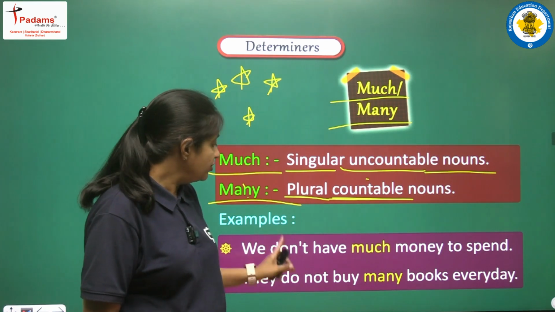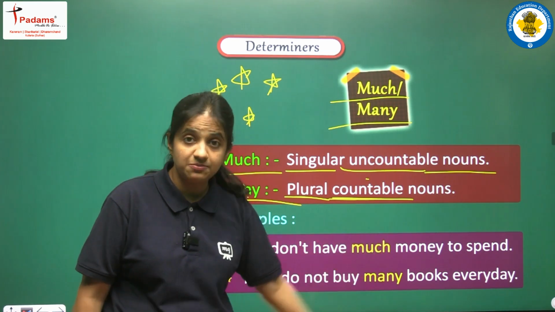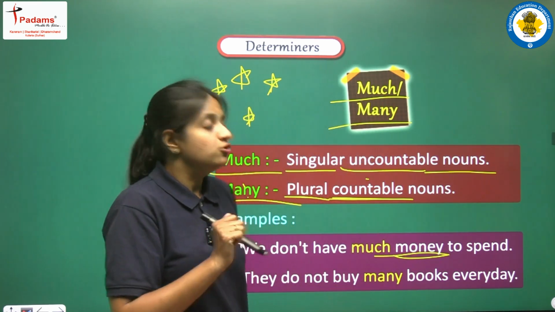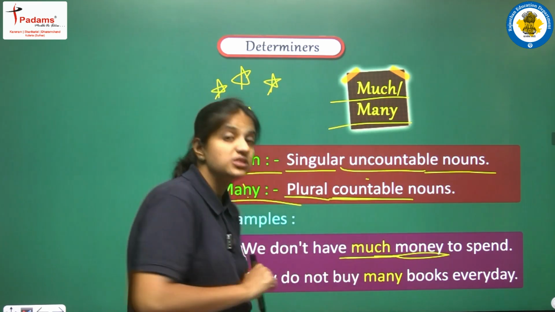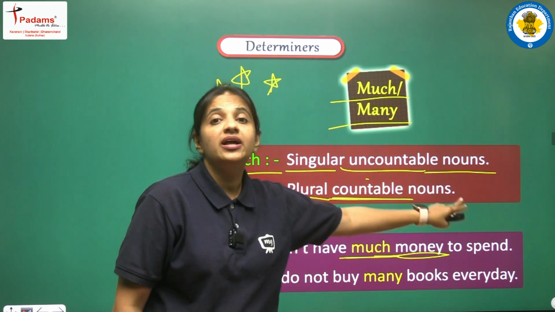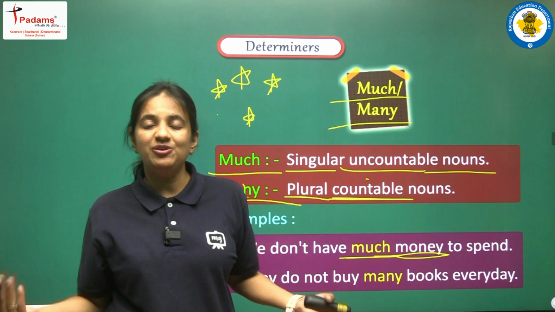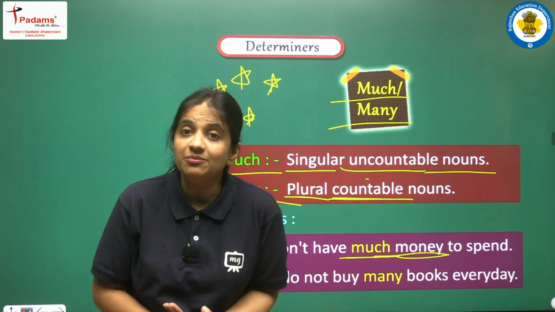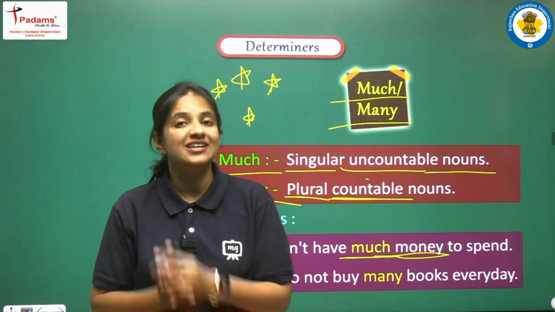Alright, we are having example here, so let's see. First sentence is: we don't have much money to spend. So here we are having money. Our noun is money. So for money we have to use much. Why? Because money, it's an uncountable noun. And now your question will be that how can money be an uncountable noun? We can count the money. So students just listen carefully.